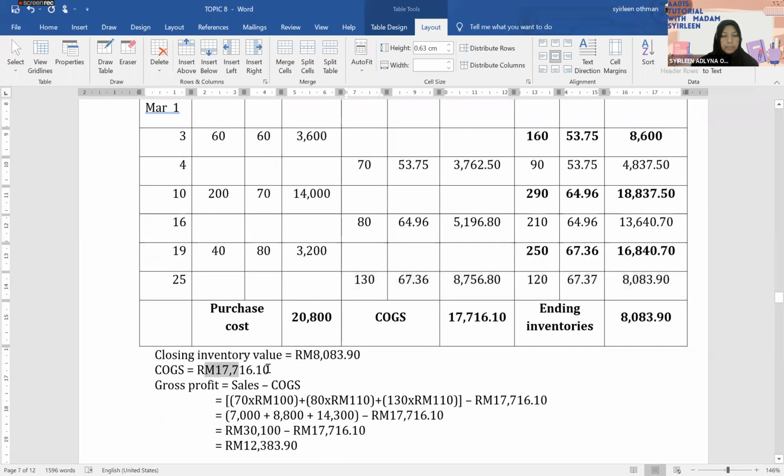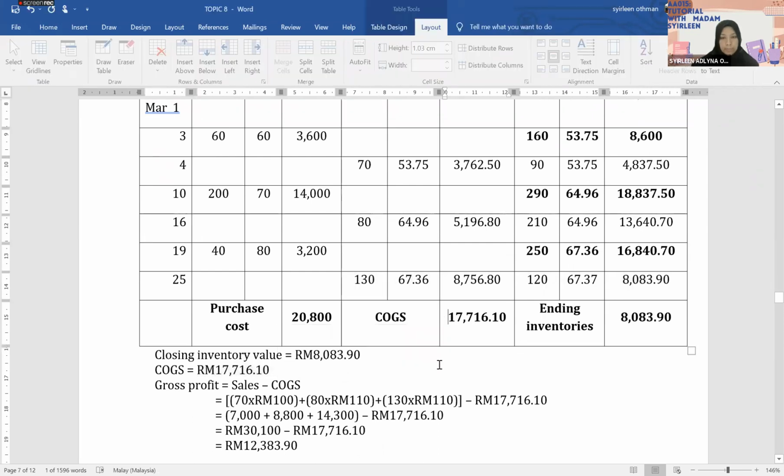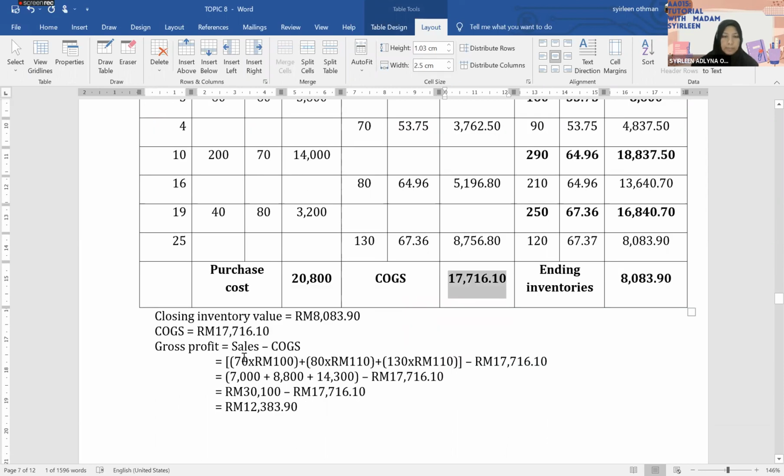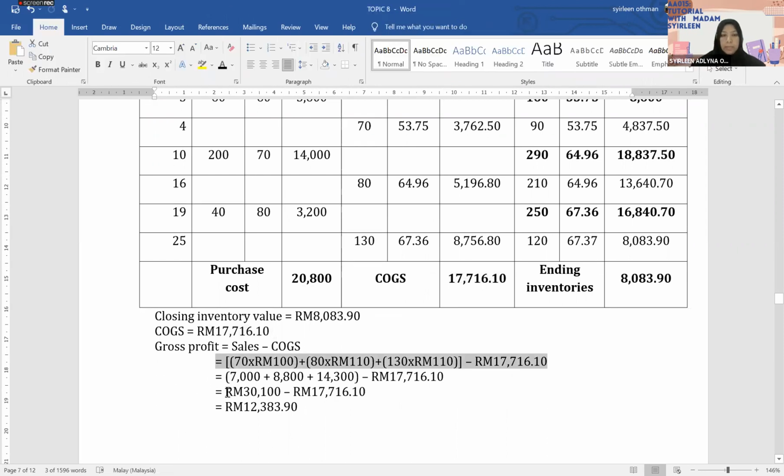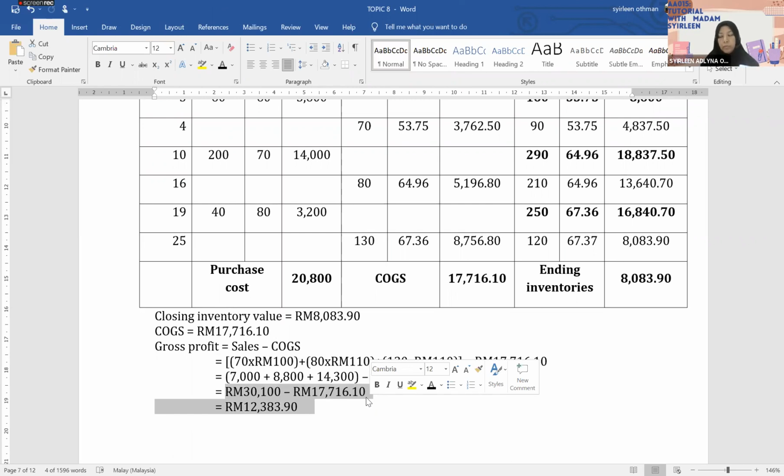Okay, COGS 17716.10 taken from here. Okay, yang ini, untuk yang ini kalau you tak tunjuk, yang ini should be okay, clear. Okay, you can straight away go here. Sebab dekat FIFO tadi kamu dah kira. Okay, so when you calculated the items in FIFO, okay, we know that the selling price should be the same lah. It's just that the calculations of the inventory are different. Okay, so 30,100 tu kira sekali je dekat atas dan kita boleh tarik bawa ke bawah. Okay, because we are still selling at the same selling price.